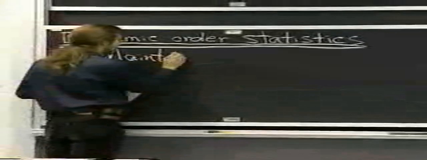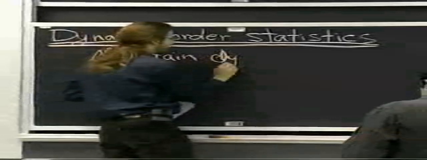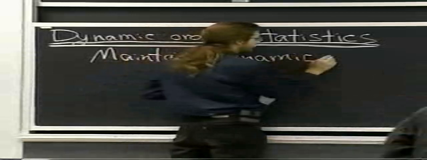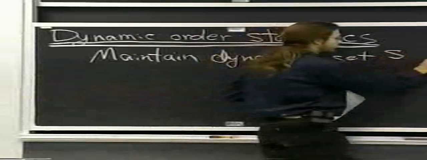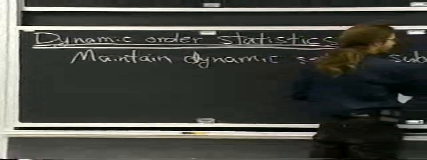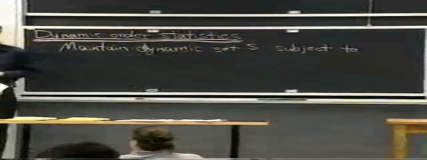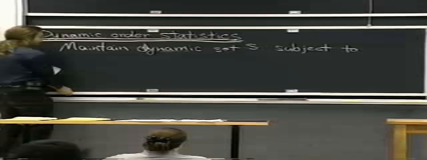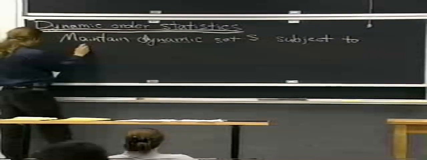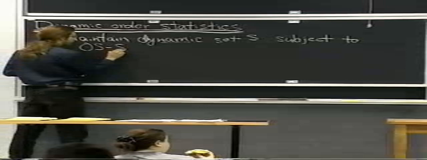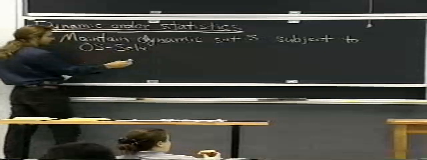So the dynamic order statistics problem is you want to maintain a dynamic set. Let's call it S. Subject to some operations. In particular, the set is dynamic, so there are going to be insertions and deletions into the set. But the interesting operations we want to support are order statistics. So OS stands for order statistic.